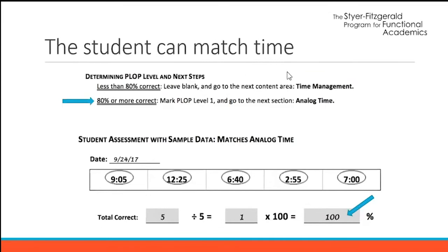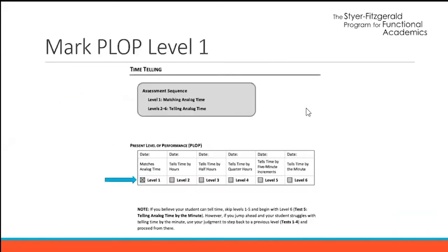Determining present levels of performance and next step. Well, it says if the student gets 80% or more correct, mark on the present levels of performance level 1, and then go to the next section for assessment. So when I change the slide here, here's my present level of performance, level 1, and this student got 100% matching analog time. So I'm going to put an X in that box because they met criteria, correct?